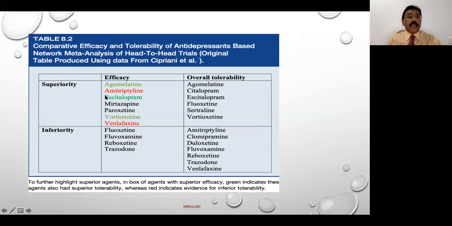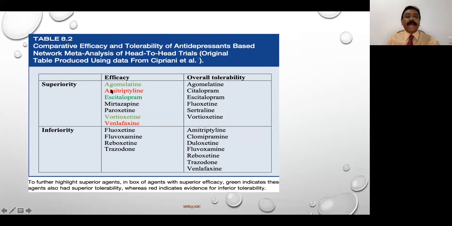This is again superior efficacy and tolerability. These are the drugs, efficacy wise 1, 2, 3, 4, 5. Very highly superior, not very much. I'm really shocked to see that fluoxetine is put under inferiority when it comes to efficacy. Absolutely not. If you ask me, definitely it has to be here. And this is overall tolerability, very well tolerable and not so well tolerable.